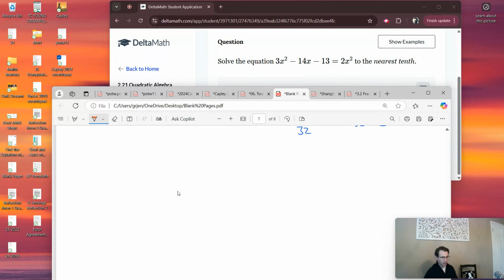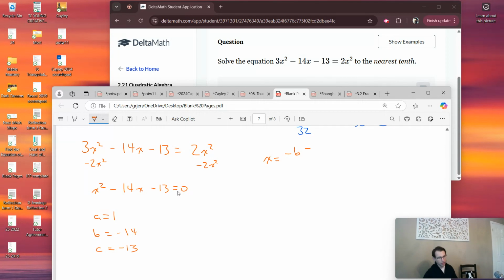Okay, so we got 3x squared minus 14x minus 13 equals 2x squared. Well, that's nice. So we subtract 2x squared from both sides to set this equal to 0. We get x squared minus 14x minus 13 equals 0. Now we're ready to go. A equals 1, B equals minus 14, C equals minus 13, and then we plug it into x equals negative b plus or minus the square root of b squared minus 4ac over 2a.